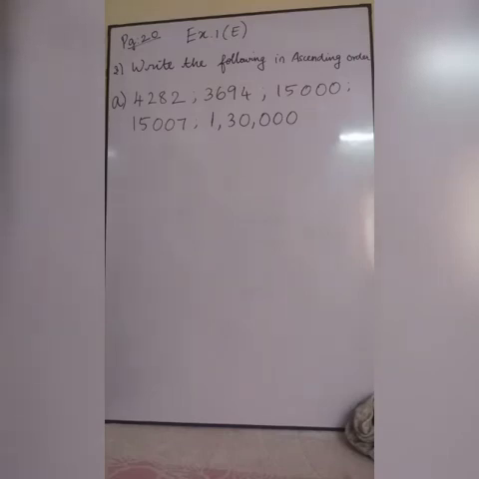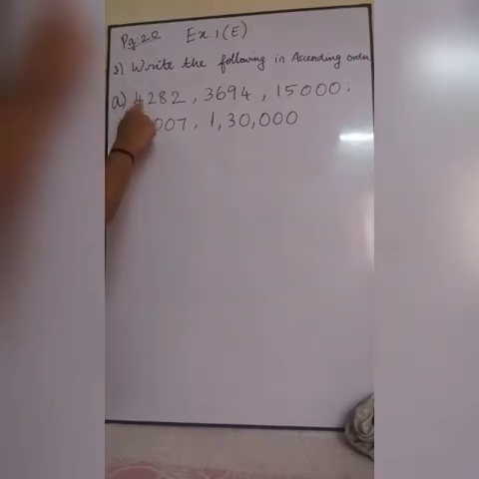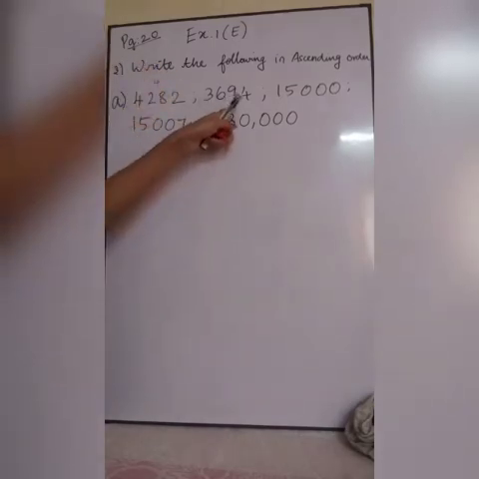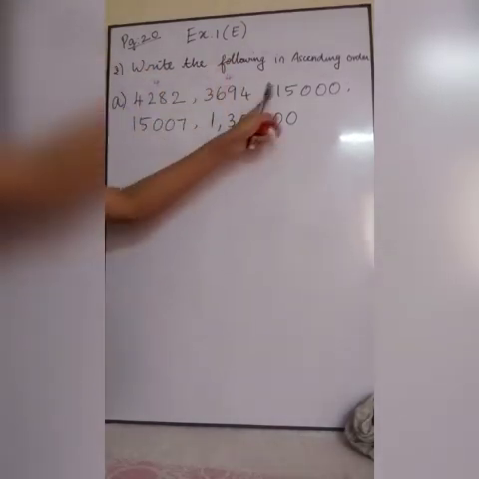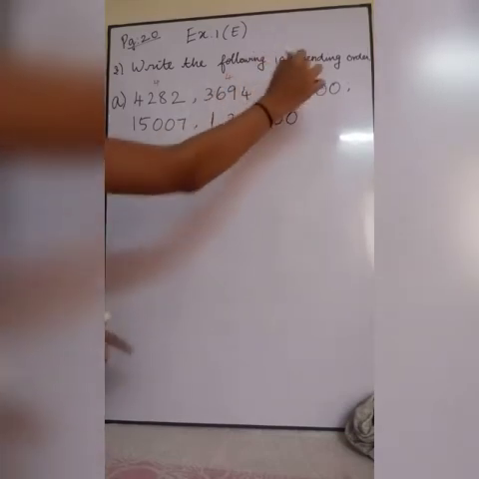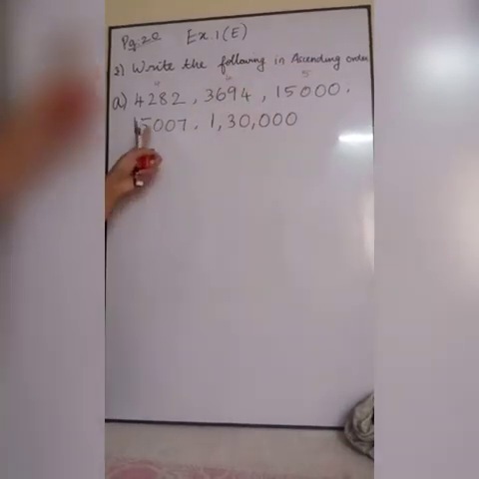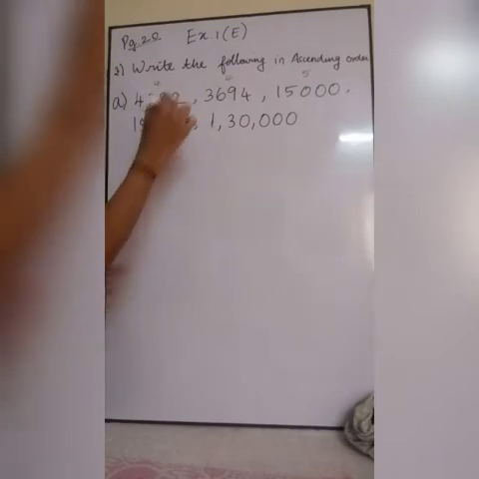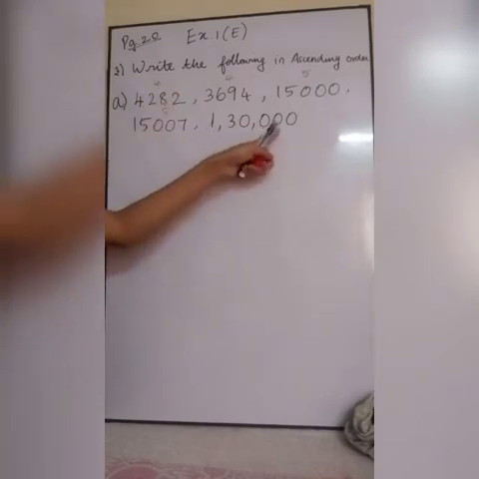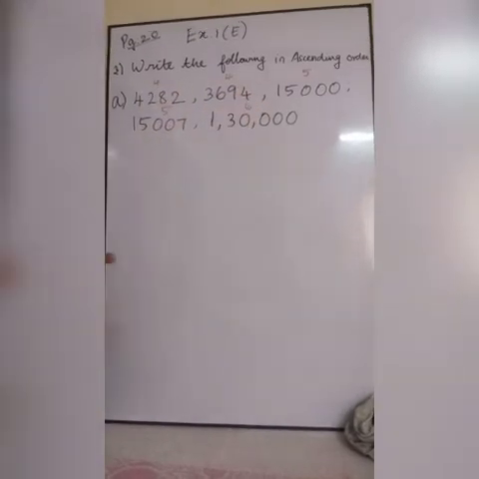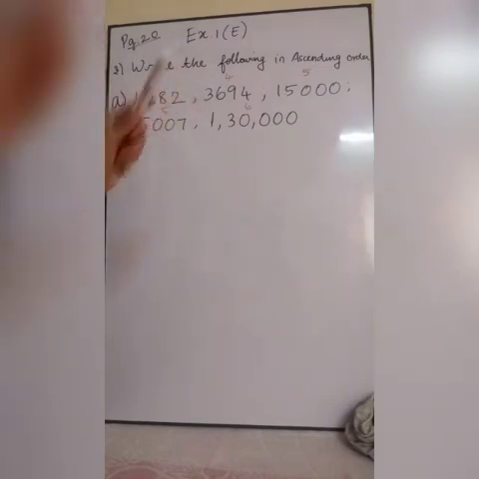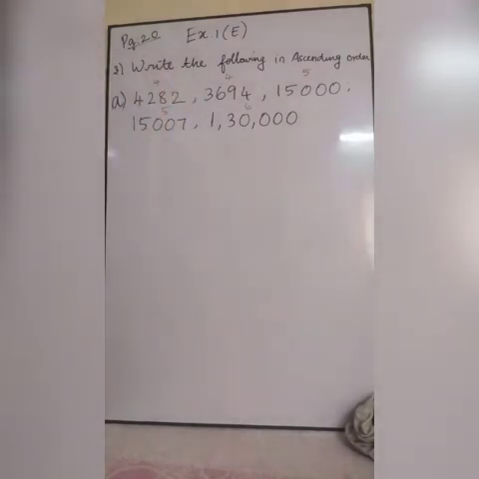So first I am going to count the number of digits. 1 2 3 4. 1 2 3 4. 1 2 3 4 5. 1 2 3 4 5. 1 2 3 4 5 6. So in this, which have fewer digits? These two, because these two have only 4 digits. In that we should compare which is smallest, right?